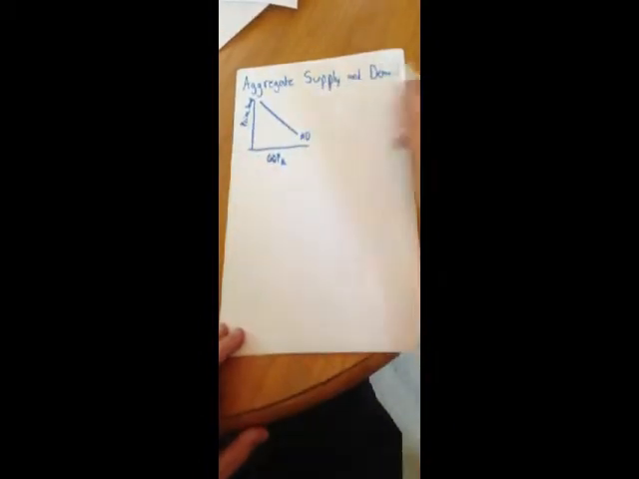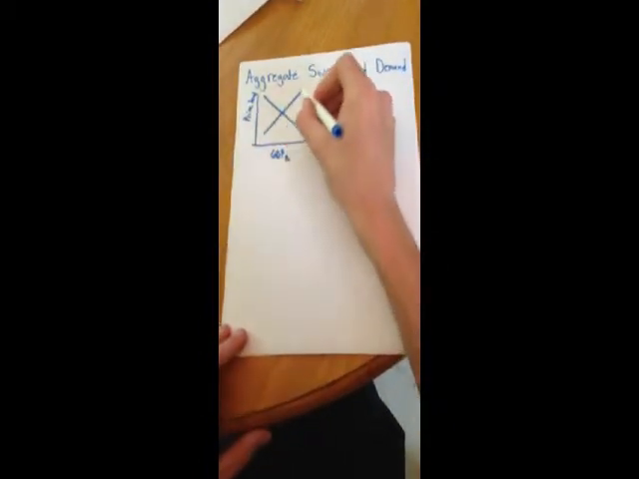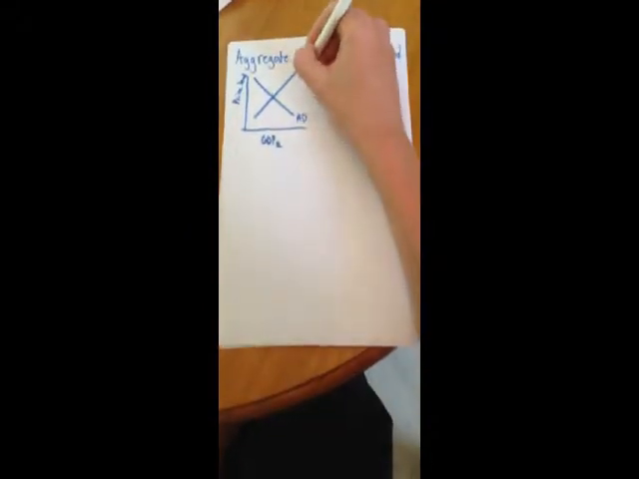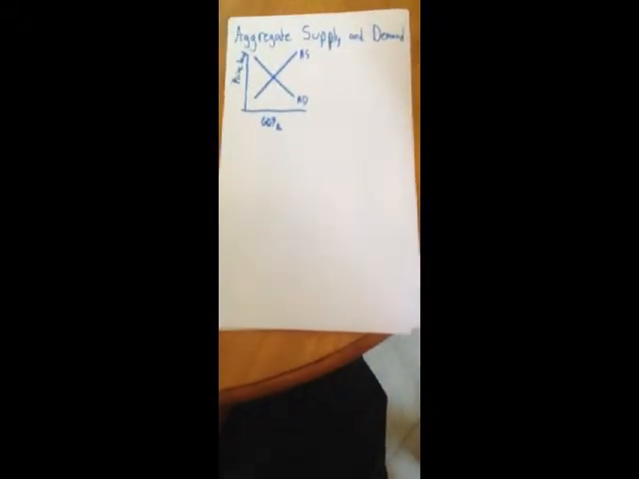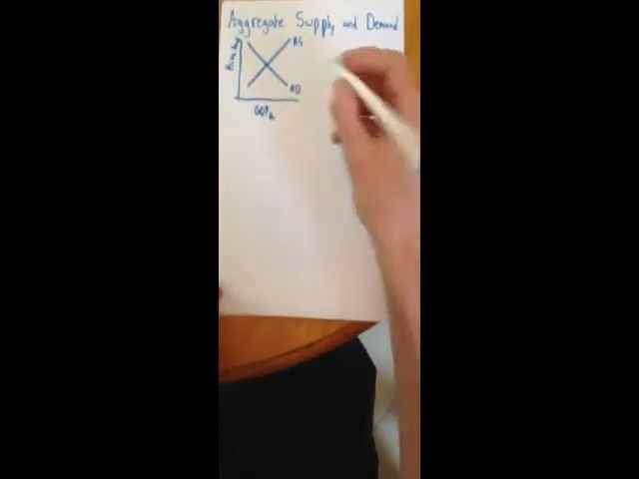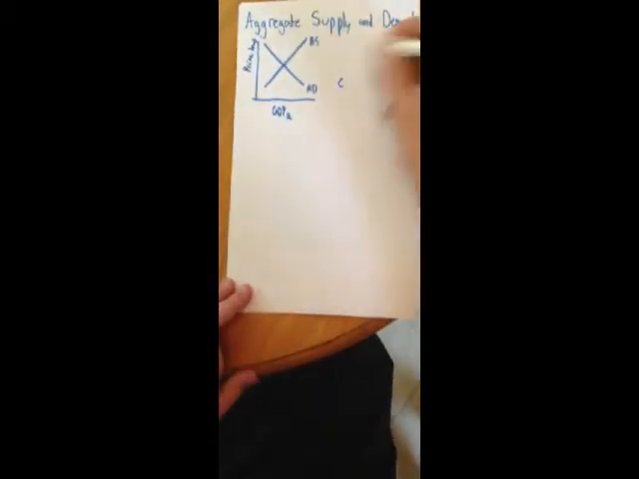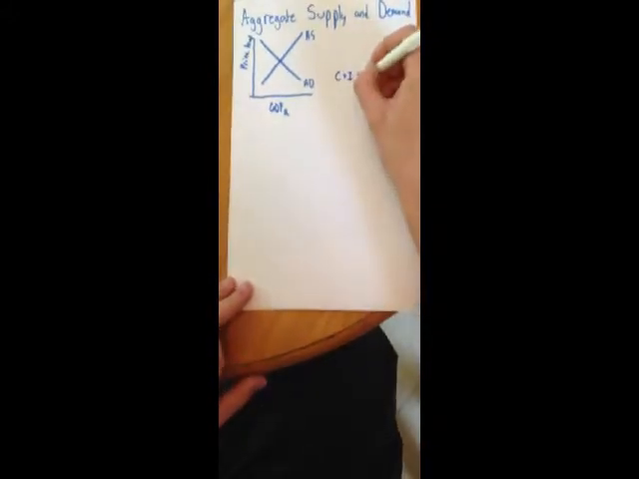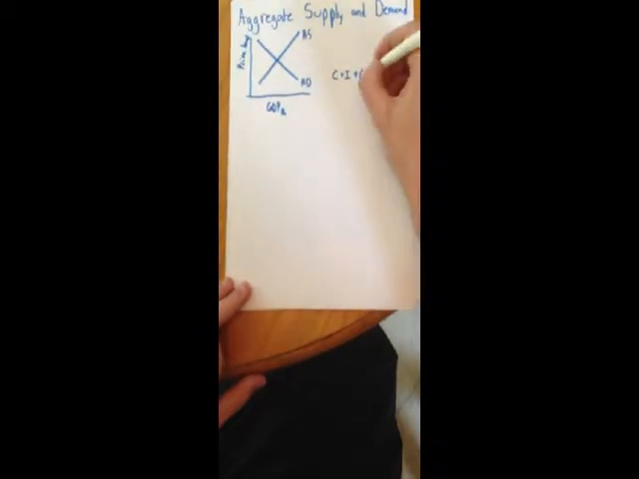Also, there's aggregate supply, which has a direct relationship with price level, which means that it's going to be upward sloping. Aggregate demand is determined by four things. Pretty much, it's just what GDP is. So it's going to be your consumer spending, plus your investment, plus your government spending, plus your net exports.